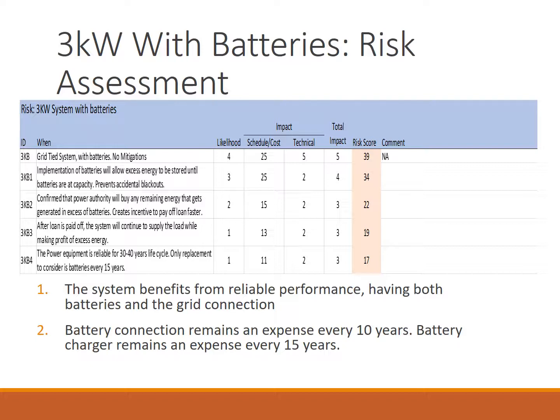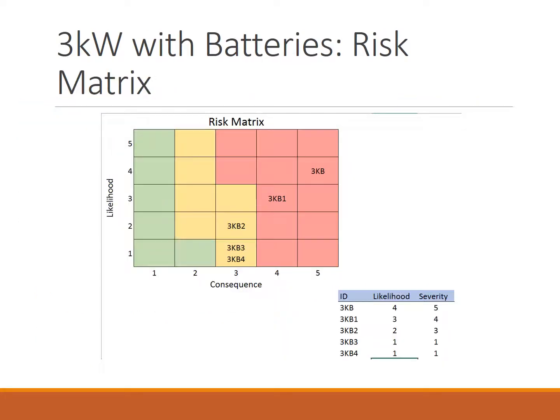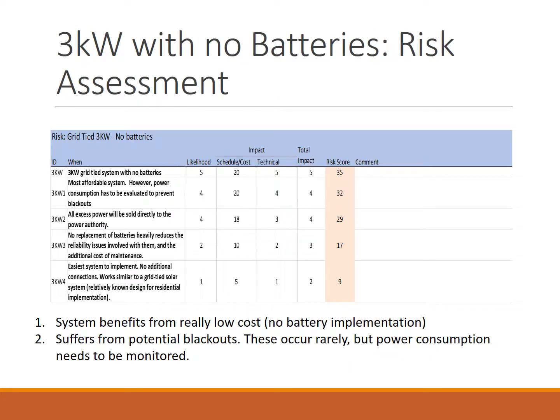The biggest problem is that you've got to replace your batteries every 10 years, and you've got to replace your battery chargers every 15 years. 15 years for the battery charger, 10 for the batteries. This actually turns out to be really expensive, so we kept the schedule and the cost at 11. Here is the actual risk matrix showing that we went from 4.5 to 1.3.